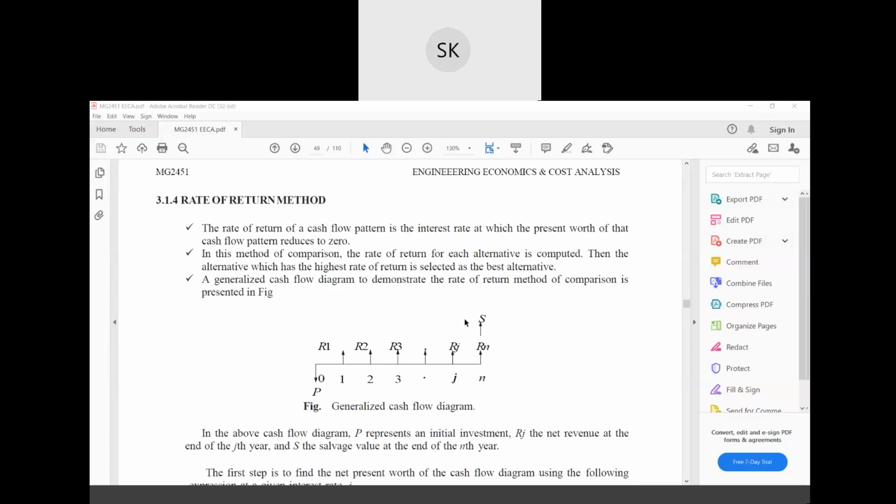Now next is the rate of return method. How much return you are getting at what rate? The rate of return of a cash flow pattern is the interest rate at which the present worth of that cash flow pattern is reduced to zero. In this method of comparison, the rate of return for each alternative is computed. Then the alternative which has the highest rate of return, that means which alternative will give the highest return, is selected.